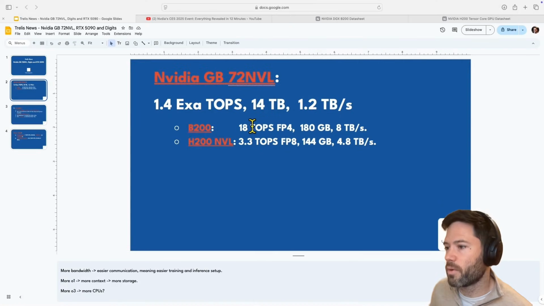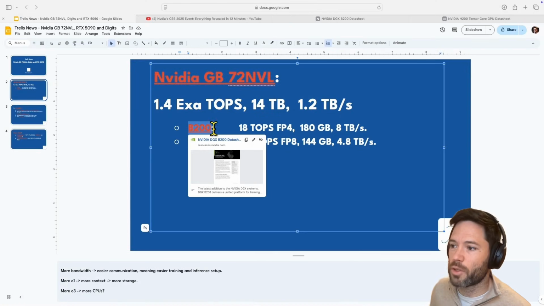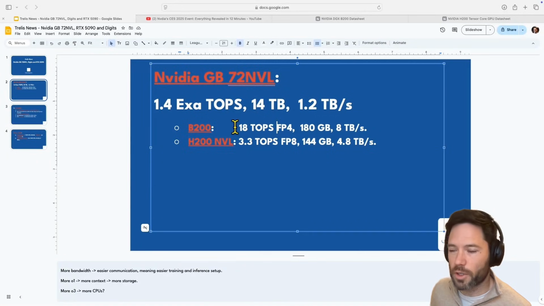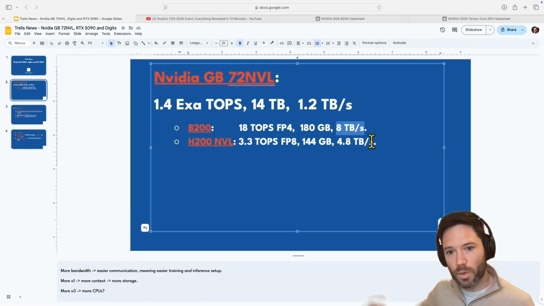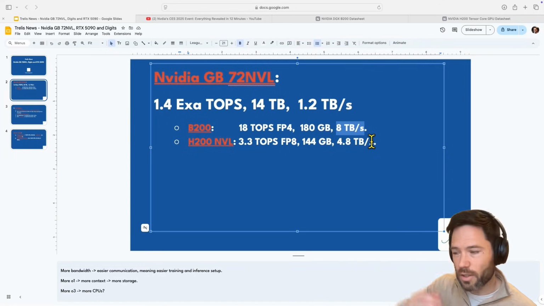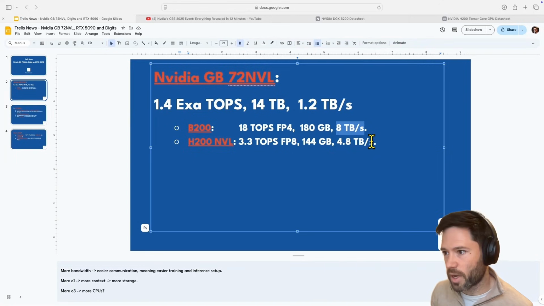Now, if you break this down, this is 72 of the B200 GPUs, each of which is able to do 18 TOPS, that's tera operations per second, in 4-bit precision, and has a memory each of 180 gigabytes and a bandwidth that's reading from the high bandwidth memory into the GPU at 8 terabytes per second. And you'll notice if you compare it with the previous generation, which is the Hopper generation, you can see some of the numbers here for comparison.